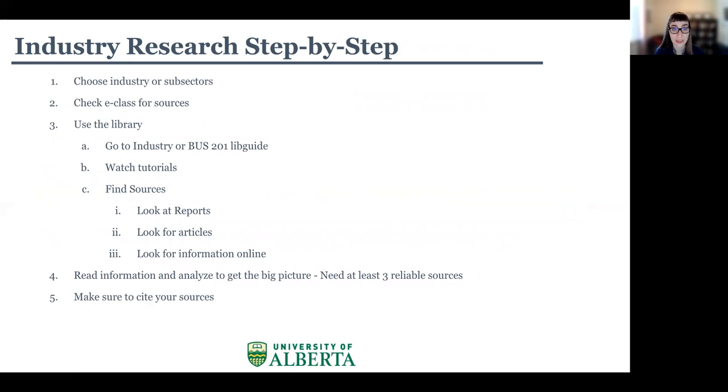To find the material needed to succeed in this assignment, we recommend the following steps. 1, choose the industry or subsectors that you want to research. Then check eClass for sources. Then use the library. So in order to use the library, go to the Industry and Biz 201 Library Guide. I show you how to get to the subject guides in the first video. Watch the tutorials for databases as needed, and then find sources by looking at reports, looking at articles, and looking for information online. Now, you want to read the information and analyze it to get a big picture.